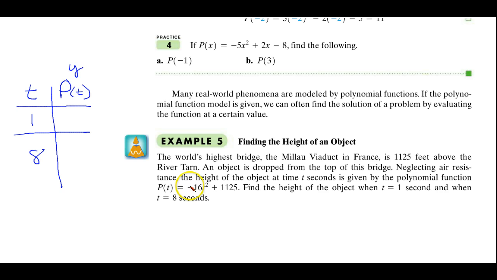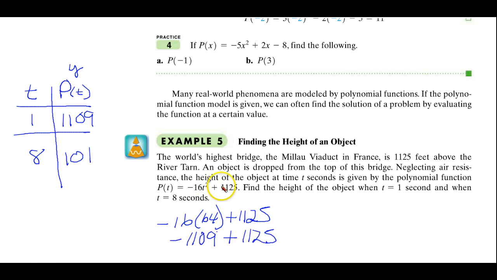So 1 squared is 1, so this is a negative 16. You subtract 16 from that and you get your first. Then you square 8, it'll be negative 16. Squaring 8 is 64, plus 1,125. So using my trusty calculator, if I subtract 16 from this, I get 1109.